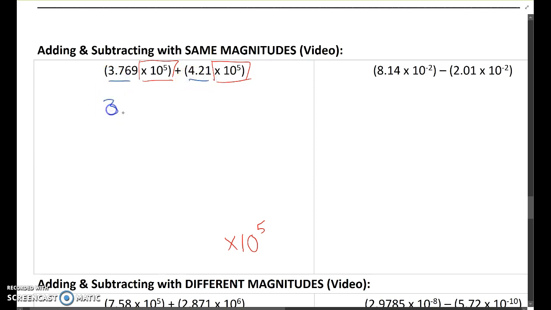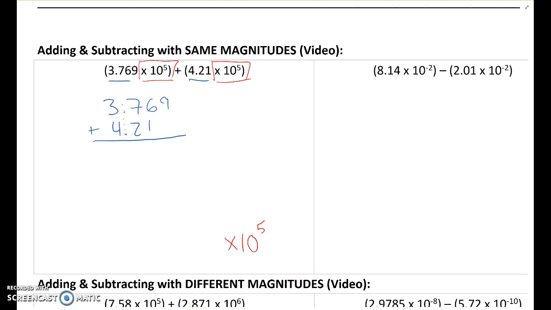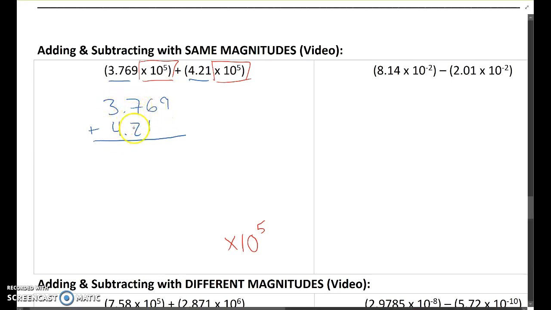I just say 3.769 plus 4.21. Now, a couple little things I have to deal with. I need to make sure that my decimal places are lined up. Once I have my decimal places lined up, I also need to make sure that every number has a partner. So 4 and 3, 7 and 1, 7 and 2, 6 and 1, 9. I need to put a placeholder of 0 in.